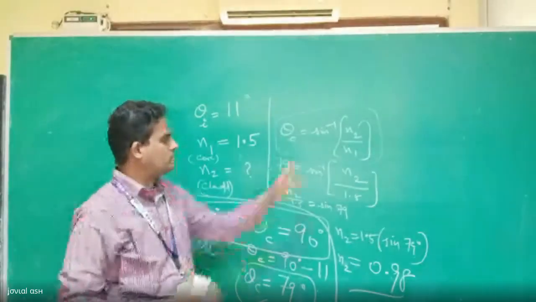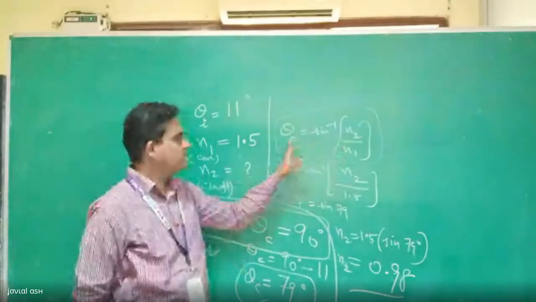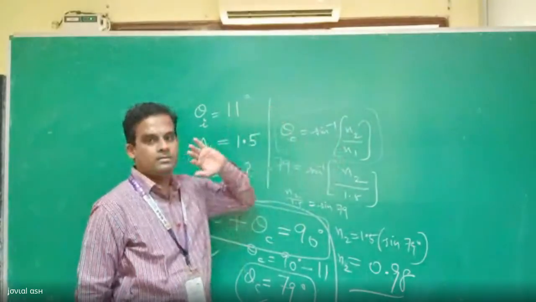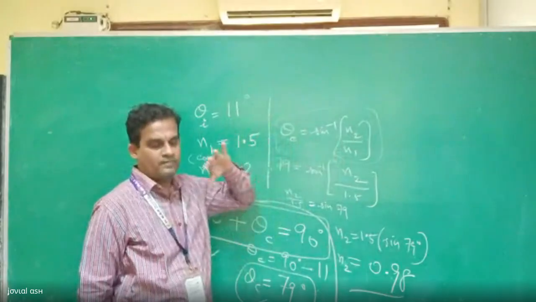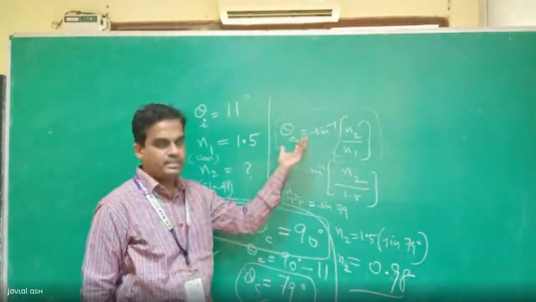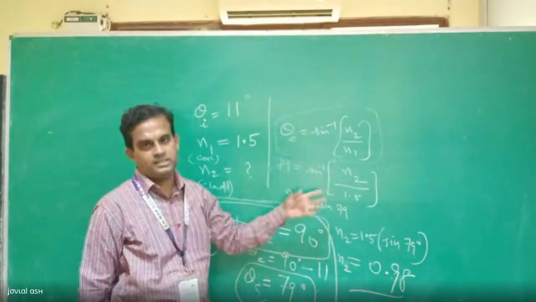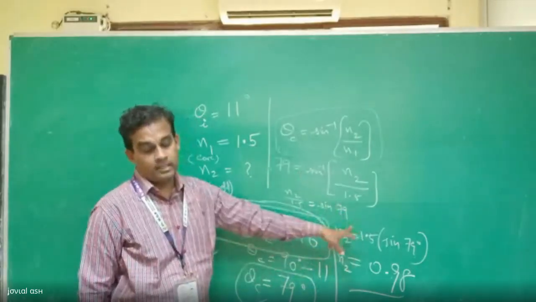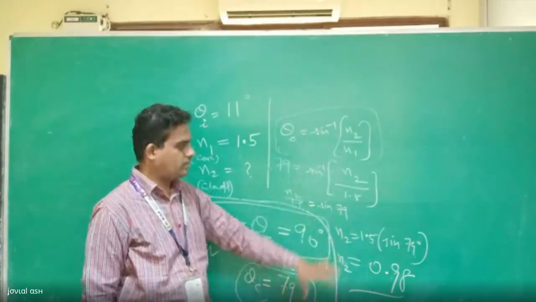That means if your medium of propagation is different, if it has a different refractive index, that is, if the core index is higher compared to the clad index, then only the propagation of light takes place inside the fiber. Then you can calculate these values.